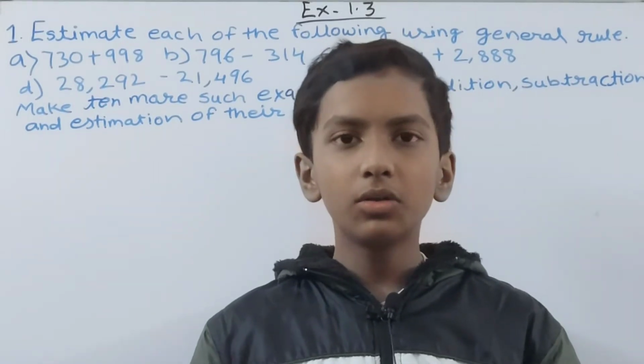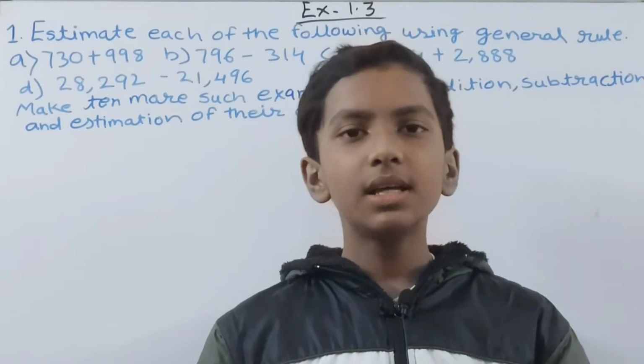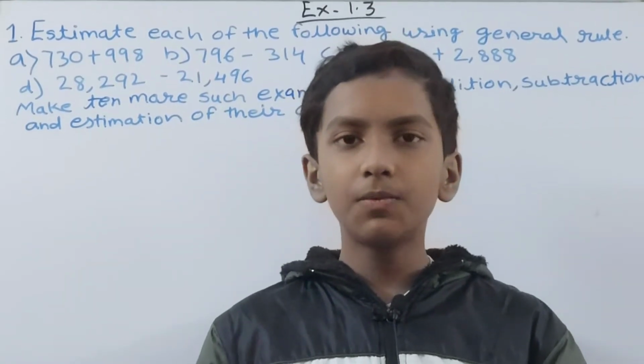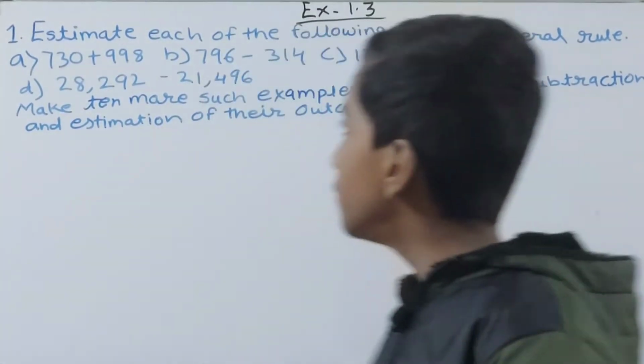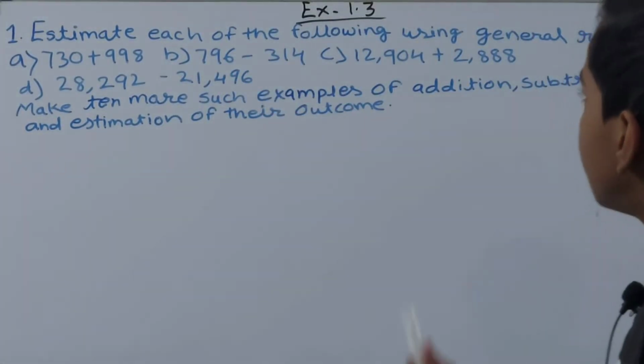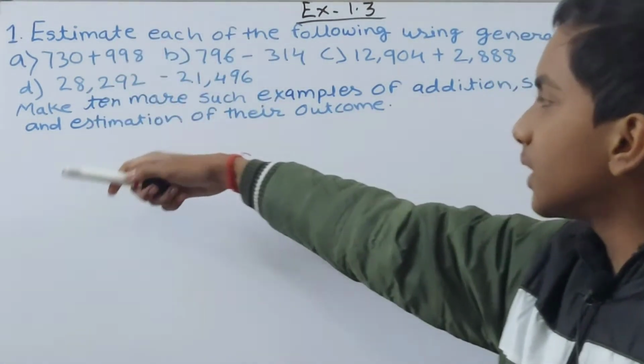In this video we are going to solve NCERT Maths Class 6 Chapter 1 Knowing Our Numbers, Exercise 1.3, question number 1. So friends, without wasting any time, let's get started. Question 1 says: estimate each of the following using the general rule. Some questions are given over here.